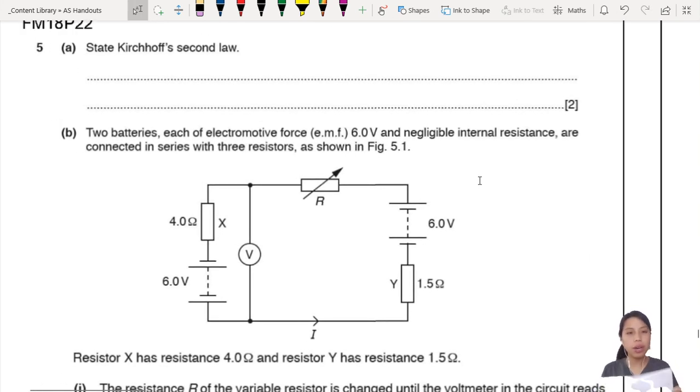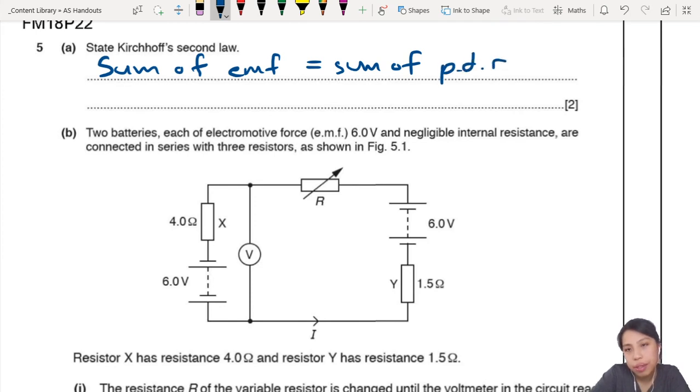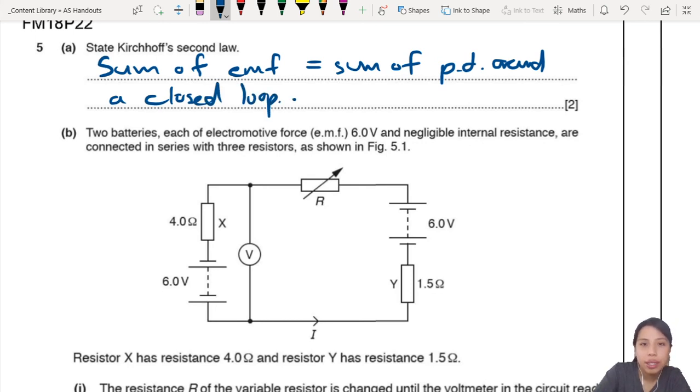Okay, Kirchhoff's second law. Hopefully you can try and remember what it is. Second law is the one with the PD going up and down. So how are you going to write it out? You can say the sum of EMF equals the sum of potential difference or voltage drop, or you just say PD, around a closed loop. Closed loop is important. Yes. Full stop.